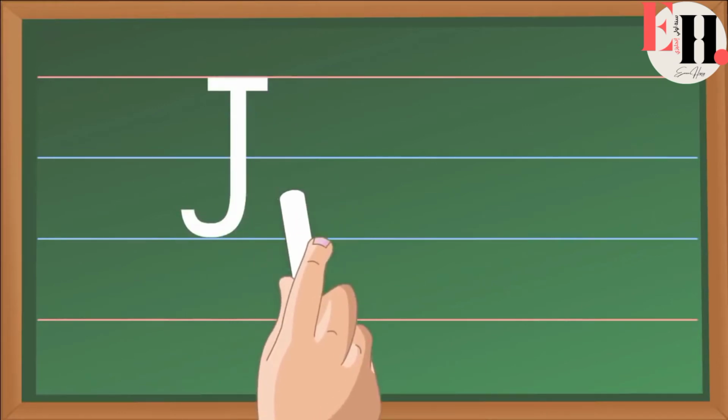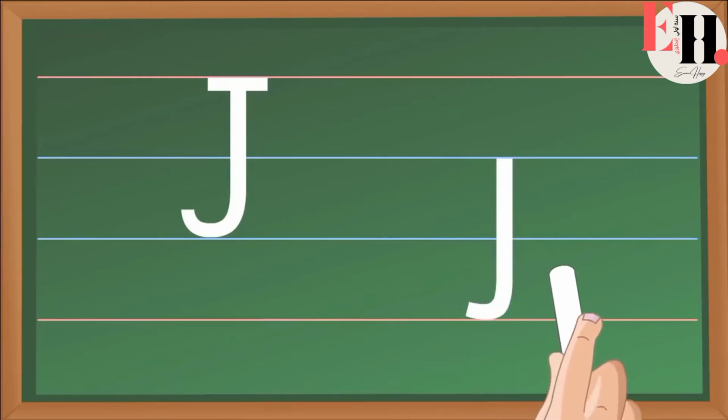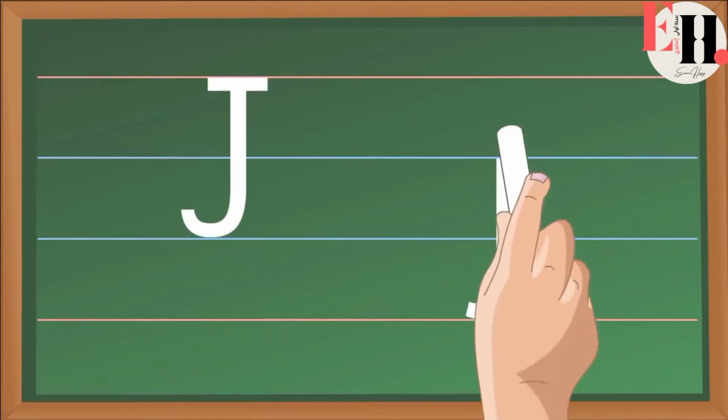Small j. Draw a standing line from the middle going down below the bottom with a small backward curl. Add a small dot above the line.